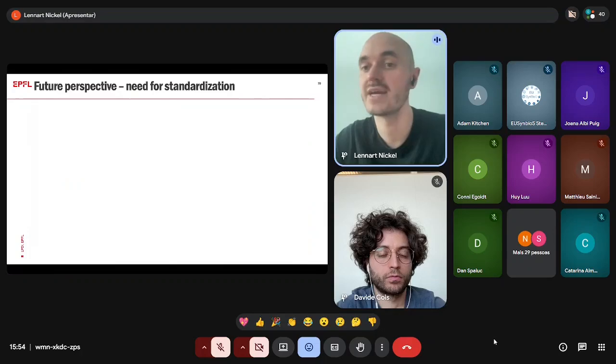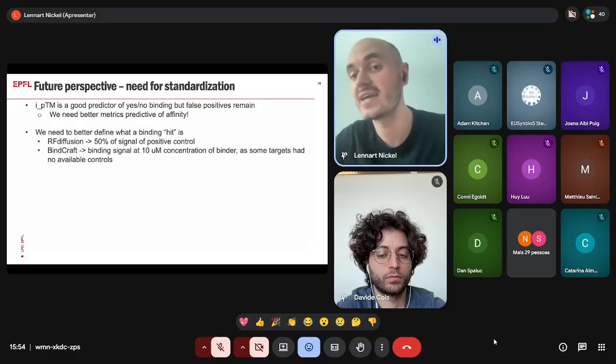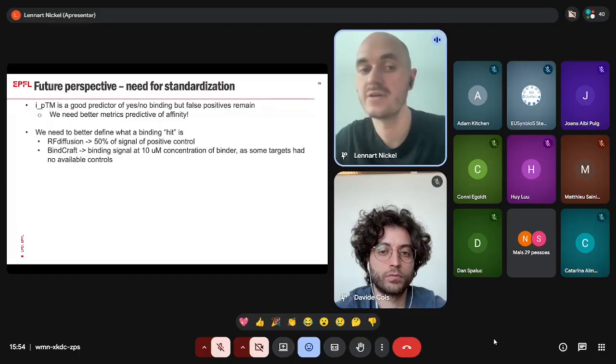With this, I want to close with a future perspective slide, saying, what we actually need now is, we can discriminate binders from non-binders using AlphaFold quite well. But what we need is better metrics that are predictive of affinity, because for many applications, we need more than mid-nanomolar affinities. We also need community standards on what defines a hit. For example, in RFdiffusion, they looked at a positive control and said a hit is if it reaches 50% of the response. We define it as a binding signal at 10 micromolar concentration of the binder, as we didn't have controls for some of the targets because they were completely new.